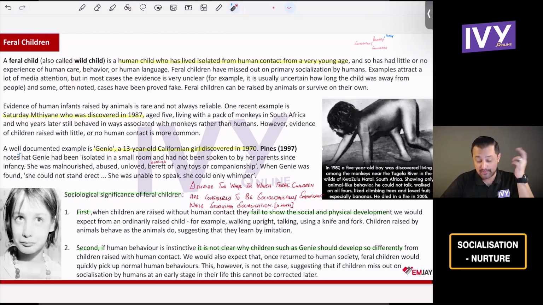To begin with, we need to understand what we mean when we use the term feral children. Feral children are children who have lived isolated from human contact from a very young age. These feral children have very little to no experience of human contact, and because of that, little to no experience of human care, behavior, the language they use, and so on. These children often grow up in the wild. Sometimes they're raised by animals as well, or at times they're confined and deprived of normal social interaction by their caregivers.